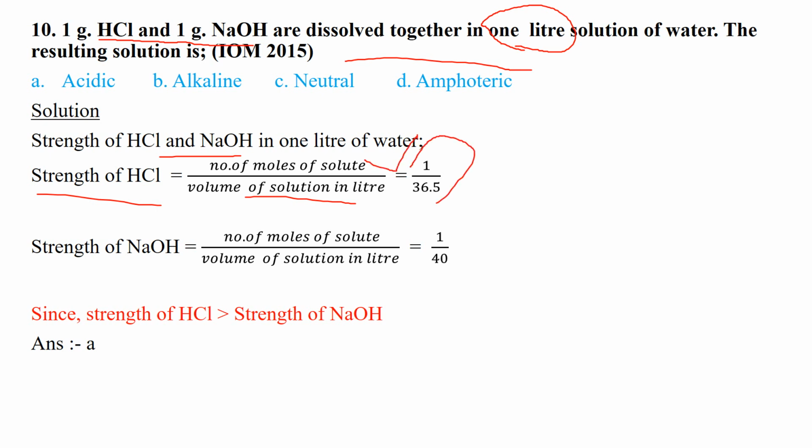Number of moles of HCl will be 1 by 36.5. This 1 is the weight of HCl and 36.5 is the molecular weight of HCl. So number of moles will be weight in gram divided by molecular weight, 1 by 36.5. Then the strength of NaOH is calculated in a similar manner, 1 by 40. 1 is the weight of NaOH and 40 is the molecular weight of sodium hydroxide. Then the strength of HCl is greater than that of NaOH, right? 1 by 36.5 is greater than 1 by 40. So the solution will be acidic. Very important question.